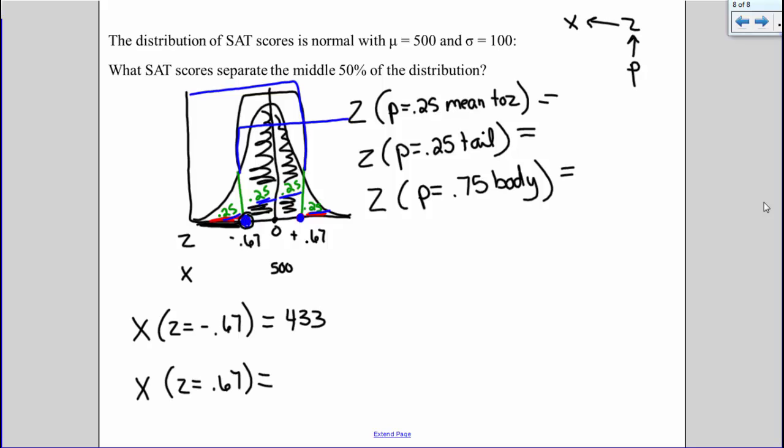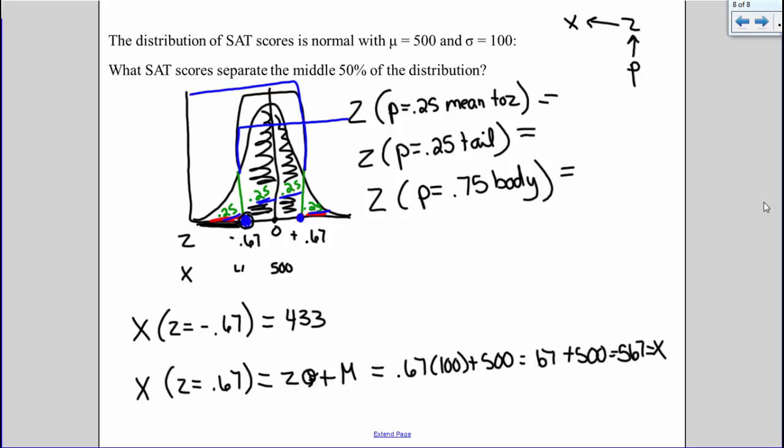Now let's figure out the value for a positive 0.67 z-score. So z times the standard deviation, plus the mean. 0.67 times 100 plus 500. This becomes 67 plus 500, and you get 567. That is the x on the high end of this. So 433, 567. So these two things would be your final answer.